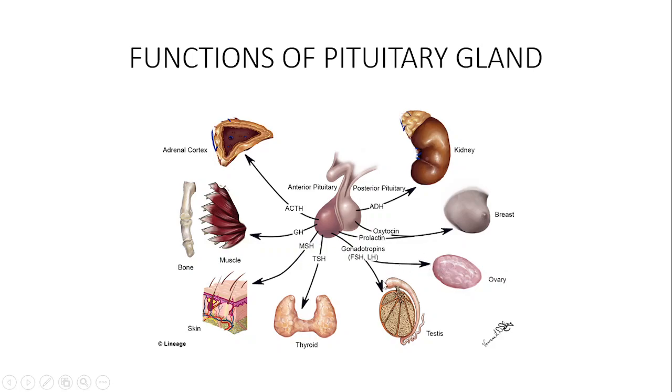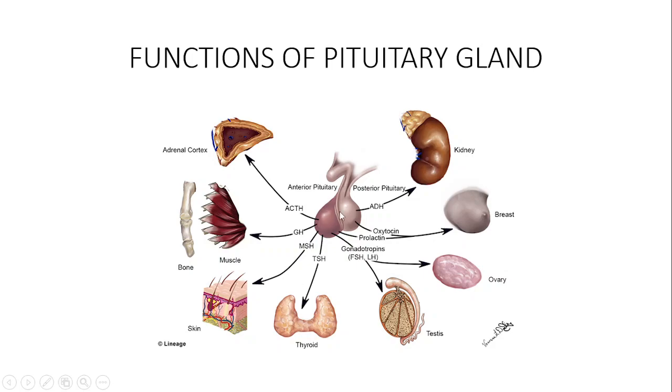Another one is adrenocorticotrophic hormone, ACTH. What does it do? It acts on the adrenal cortex. Then we have the thyroid stimulating hormone, TSH. It acts on the thyroid gland. Then you have the beta lipotrophins, which is not represented on this sketch.